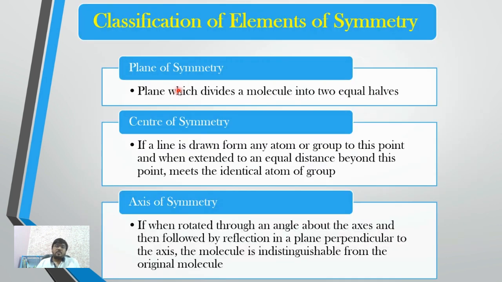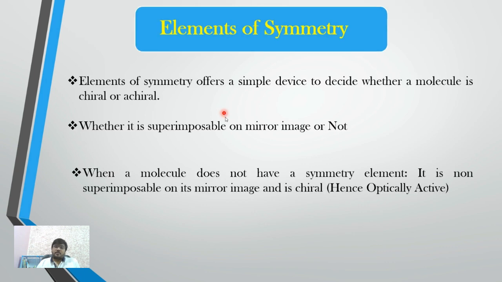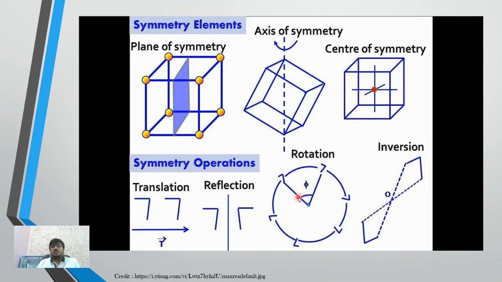The plane of symmetry is quite simple in nature, and it divides the molecule into two equal halves. And here is the important condition: when a molecule does not have a symmetry element, it is a non-superimposable mirror image, and hence it is chiral. So if any compound contains symmetry, then it would be achiral in nature. That means for chirality, symmetry must be absent within a molecule.